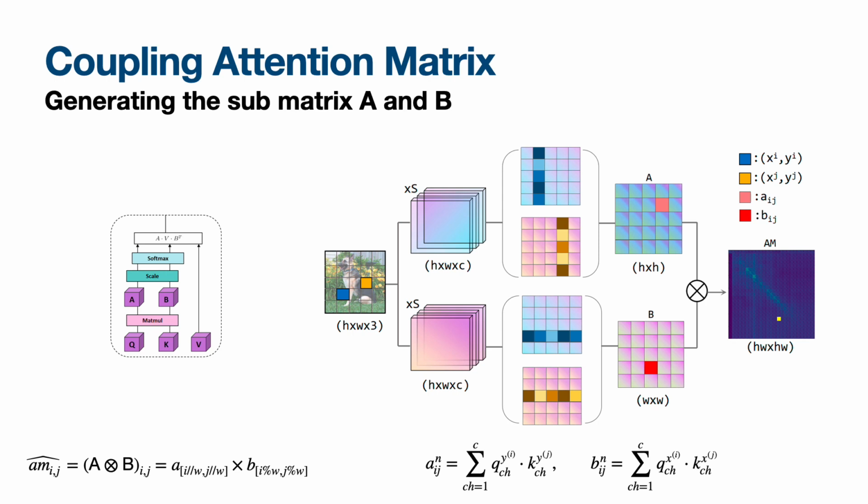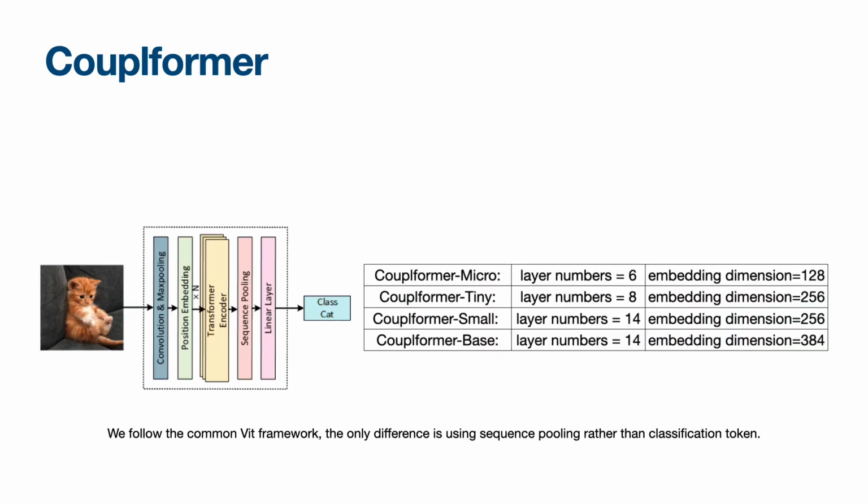Then it's natural to construct the sub-matrices by calculating the alignment score between the vectors along the height and the width axis, rather than the channel axis, to get A and B. From the equation, we can consider the element of the attention matrix as the product of the row alignment score and the column alignment score between two positions on the 2D feature map, as shown in the right figure. Based on the coupling attention, we design a Couplformer layer, which is stacked to construct an end-to-end deep learning model similar to the ViT for different CV tasks.